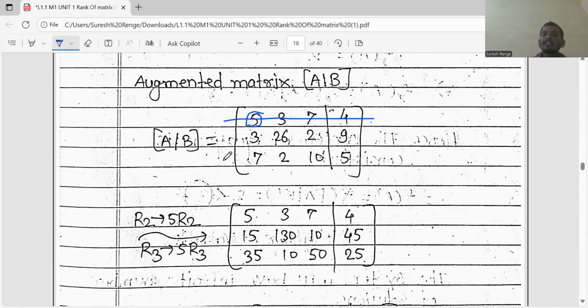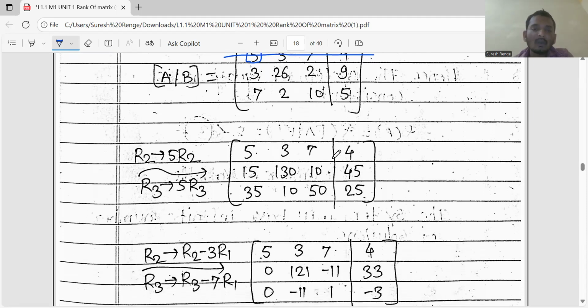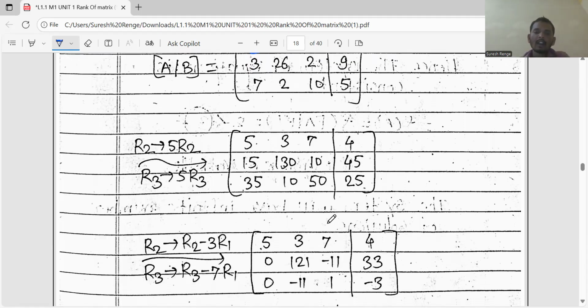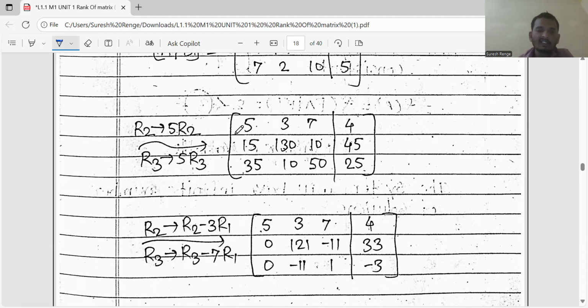So we apply the operations: change R2 and R3 by multiplying row number 2 by 5 and row number 3 by 5. Multiplying row 2 by 5, this row becomes 15, 130, 10, 45, and row 3 becomes 35, 10, 50, 25. We get a new matrix in this format by applying these row operations.